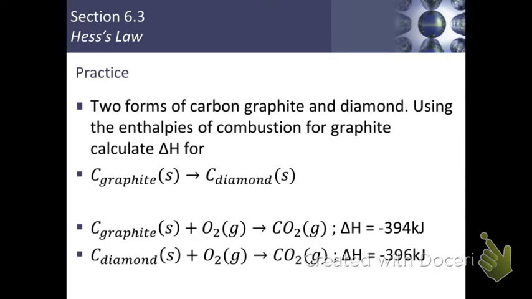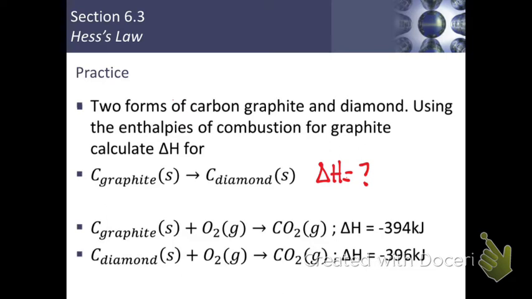This says two forms of carbon are graphite and diamond. Using the enthalpies of combustion for graphite, calculate delta H for this reaction. So here is our big reaction. That's what we're looking for. And our goal is to calculate delta H.